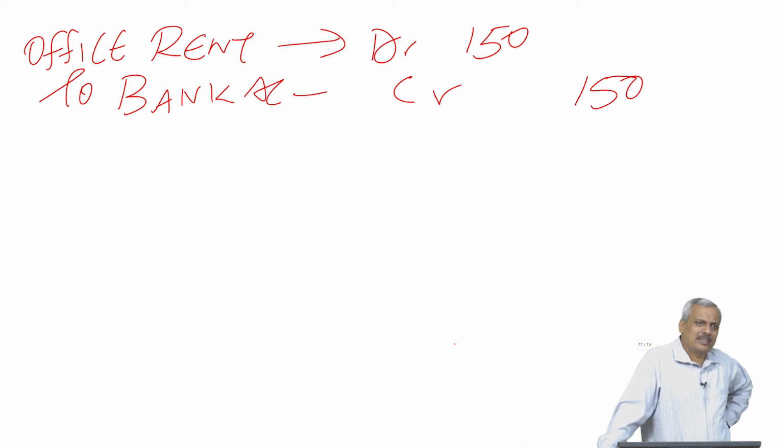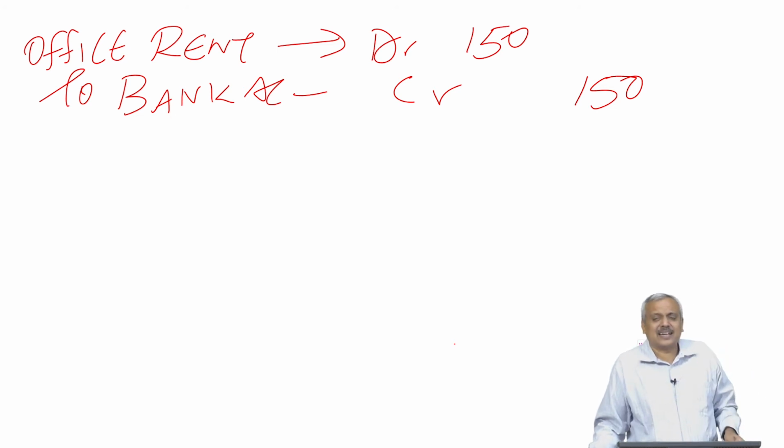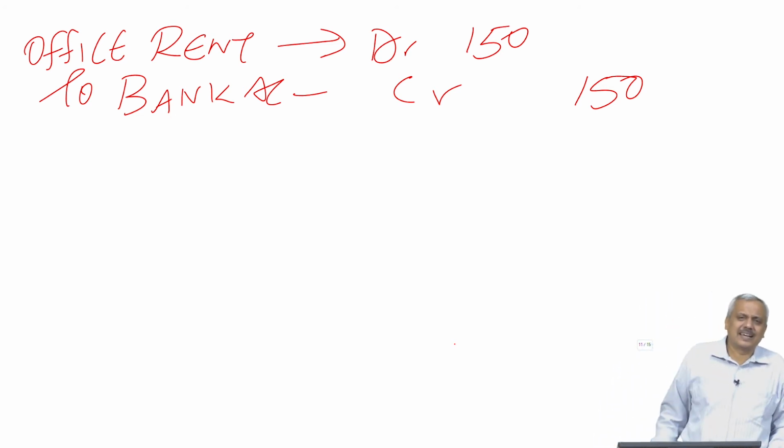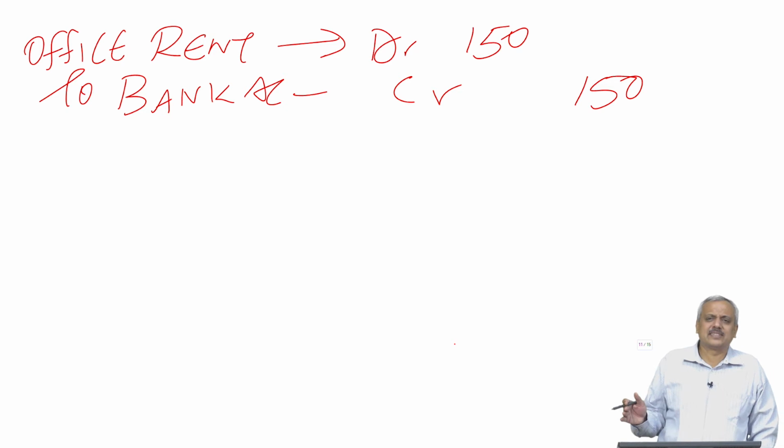Now, what is happening on the other side of the transaction? Cash is going out. What is cash? Cash is nothing but an asset for me. An asset is going out of my business, so I have credited the asset to the extent of $150. That is what it is.